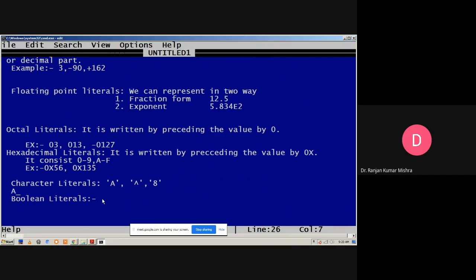So a Boolean literal can have a value of either true or false. These two values are the Boolean literals. When we need to represent a condition or a state with only two possible values, a Boolean should be used.